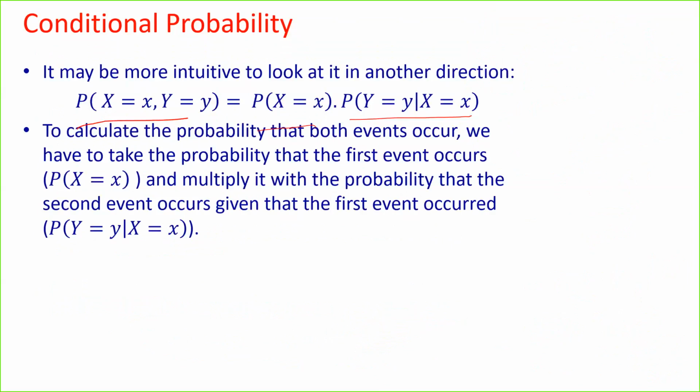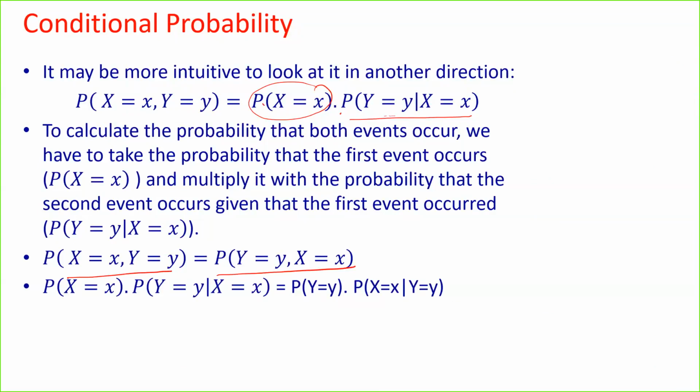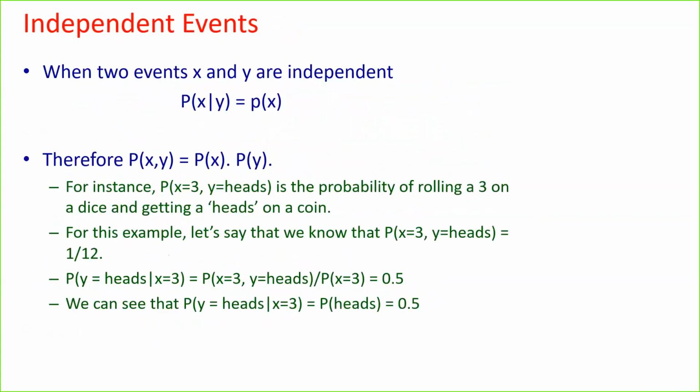To calculate the probability that both events occur, we take the probability of the first event times the probability of the second event given the first event. And we know that probability of x comma y is equivalent to probability of y comma x, the joint probability. If you expand them and bring probability of y to the other side, probability of x given y is equivalent to probability of y given x times probability of x divided by probability of y, which we call the Bayesian theorem. Okay, is the Bayesian theorem clear to all of you?